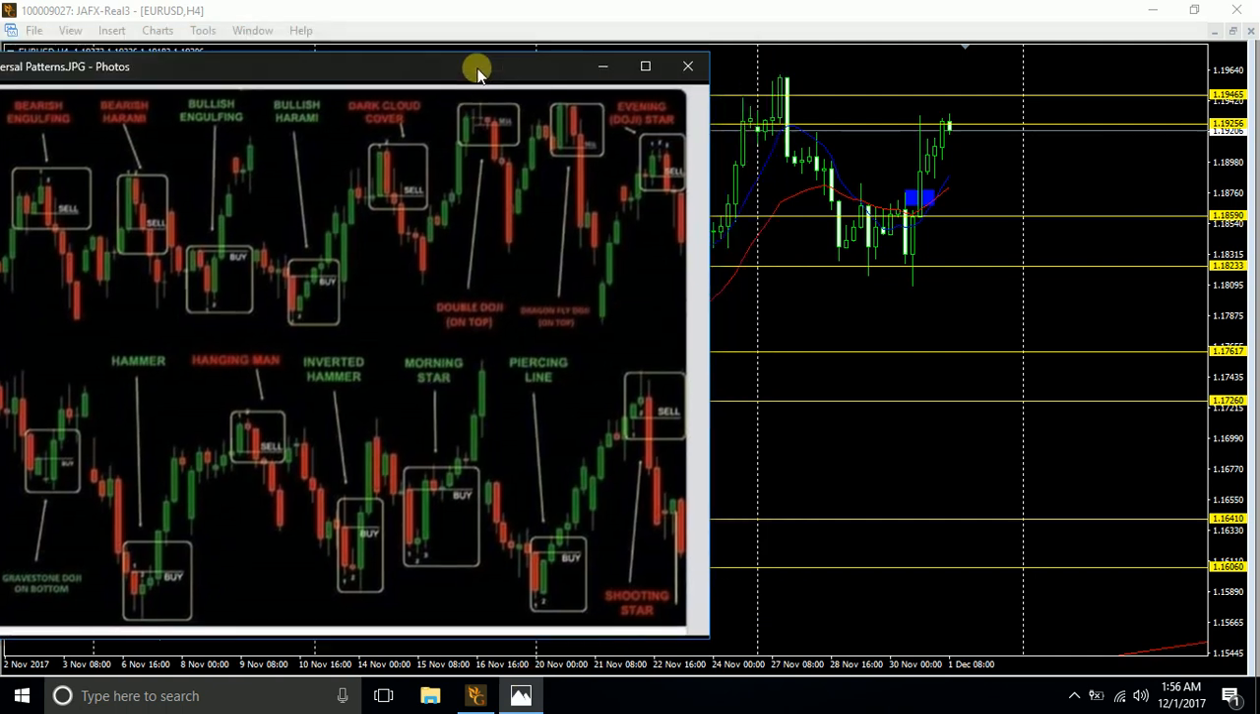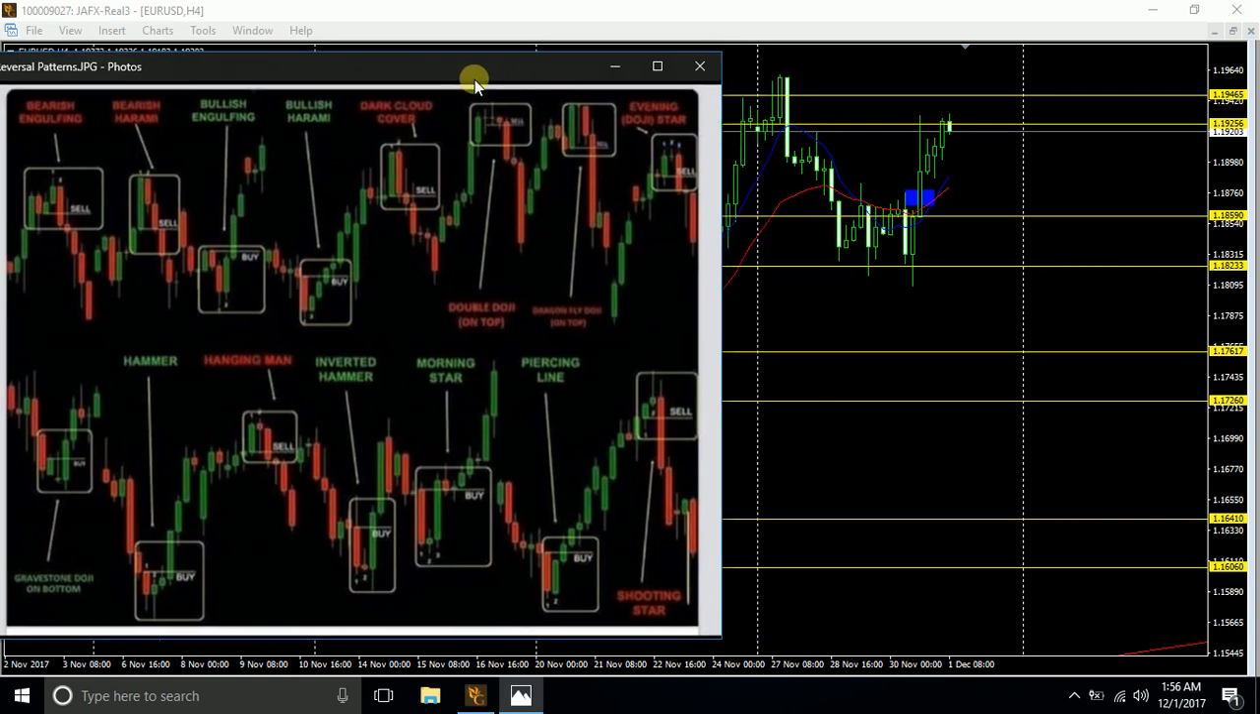So with that being said, we are getting a pattern here at this 1.256 level. Now, our job is to identify the pattern. This is the 4-hour chart.